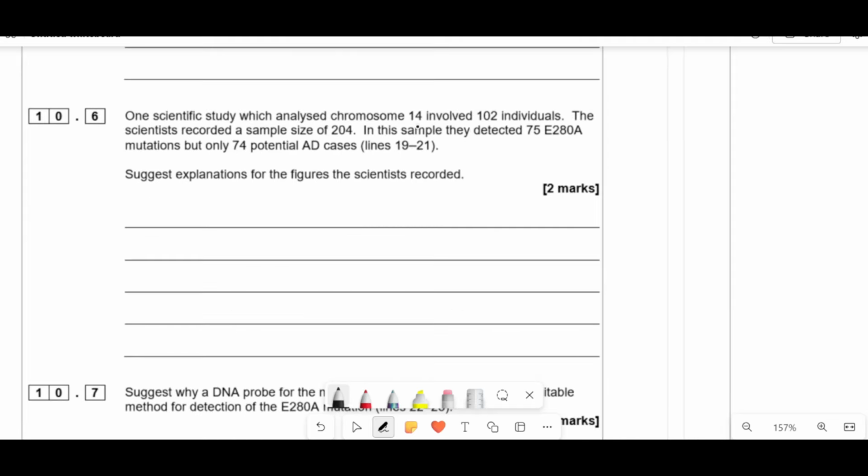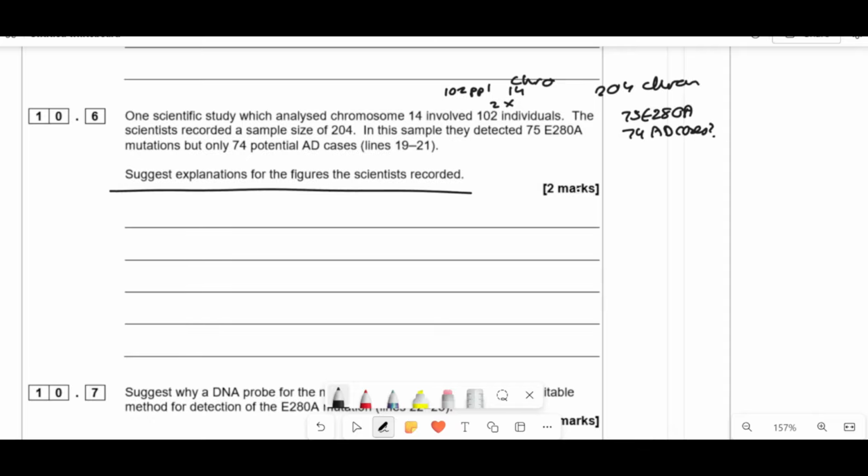Here it says one scientific study analyzed chromosome 14 and involved 102 people. They recorded a sample size of 204. The reason they got 204 is because you have 2 copies of chromosome 14. So if you have 102 people, there are 204 chromosomes tested. They found 75 E to T mutations, but only 74 AD cases. Suggest explanations for the figures that they recorded.